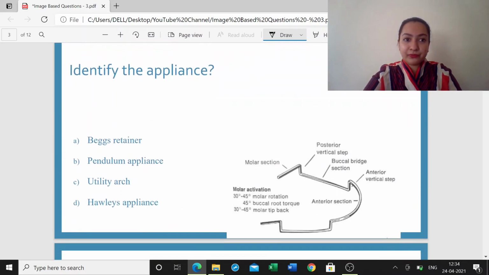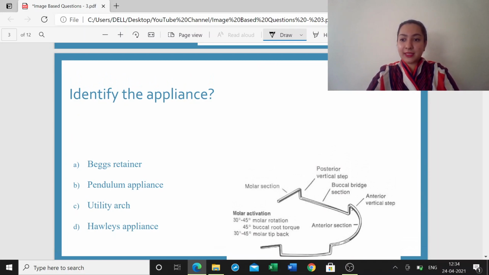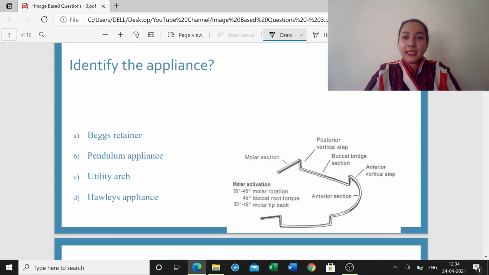Next question. Identify the appliance. Now this appliance is not easy, either to fabricate or to understand. Maybe I have not done it during your BDS times, because this is a little MDS-based question. So in case you don't know the answer for this one, it's fine.